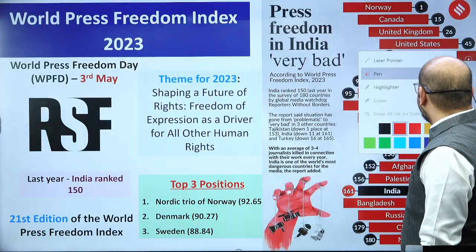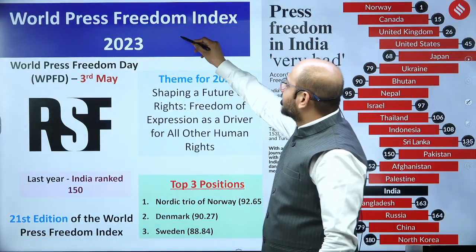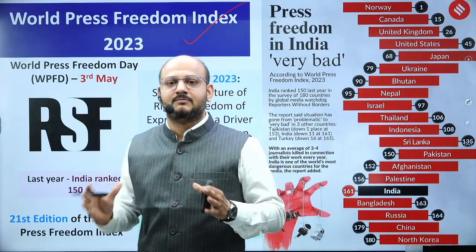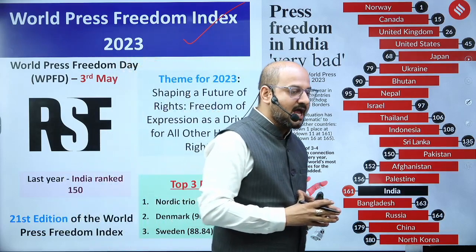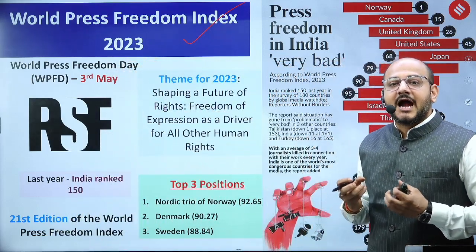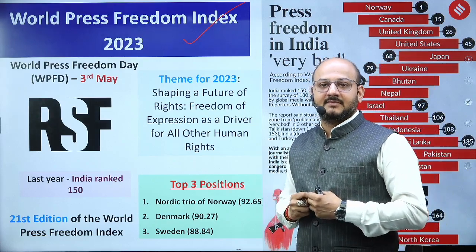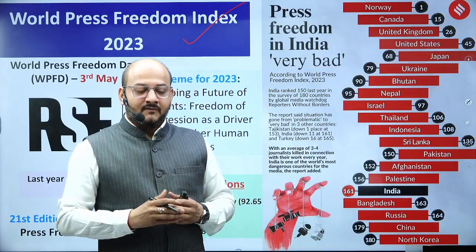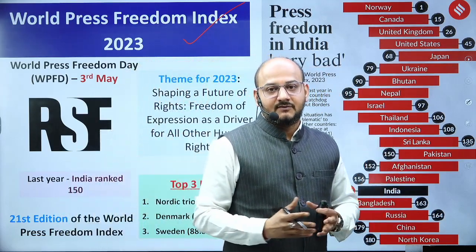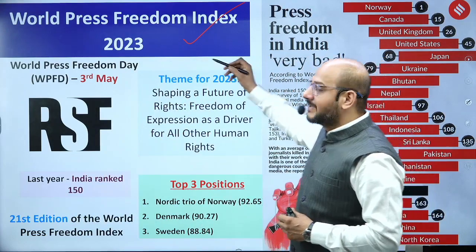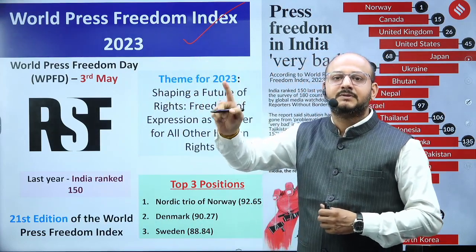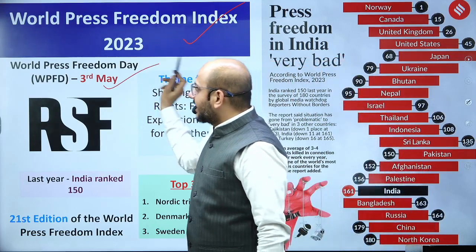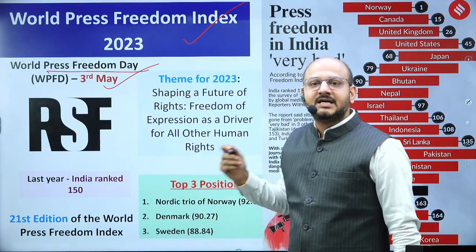First topic, let's start. World Press Freedom Index 2023 is out. It is released by Reporters Without Borders. We all know Reporters Without Borders, and it is very important to know what the theme was, what India's ranking is, and India's ranking in comparison to its neighborhood. We are the largest democracy of the world, and how are reporters, basically journalism, which is called the fourth pillar of democracy, faring? 3rd May is celebrated as World Press Freedom Day.